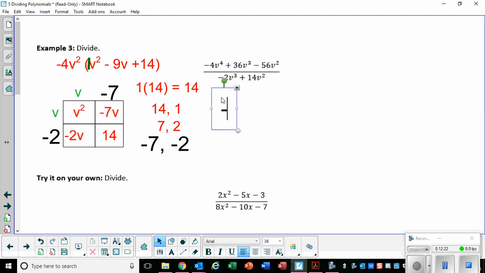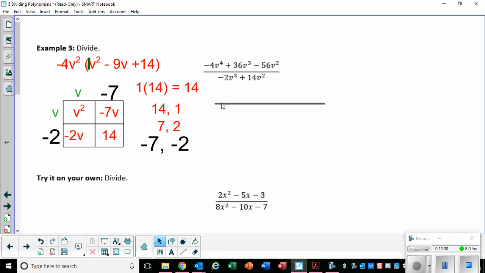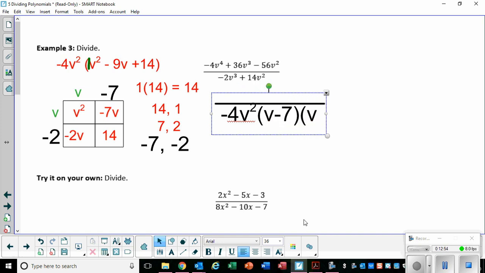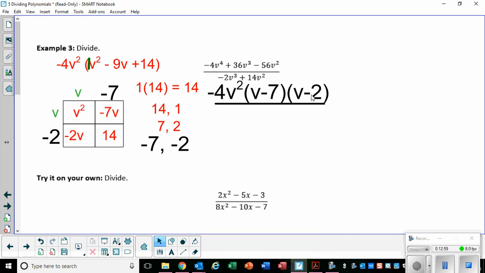So now I have -4v squared. How do I type squared? Sorry, you guys are going to learn my little secrets now. Delete. Okay. -4v squared. I'll move it in a second. Times v minus 7 and v minus 2. Okay. So that is the factored form of the top.